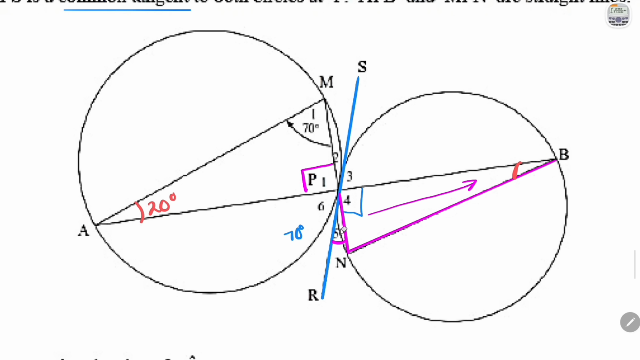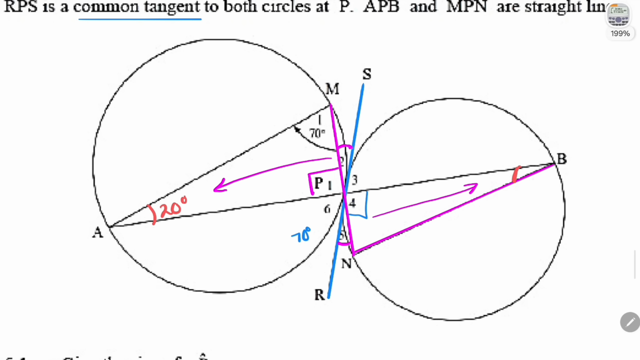So angle P5, do you see these two lines? They go across. So it means that we have vertically opposite angles. And that means angle P5 is equal to angle P2. But you see that angle P2 is also the angle between this tangent and this chord. So it's equal to the angle at the circumference subtended by that same chord. So angle P2 is equal to 20 degrees.